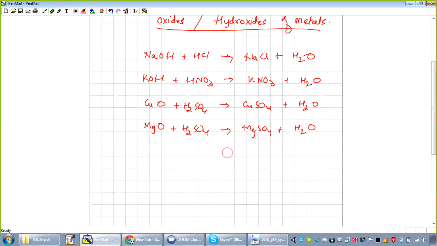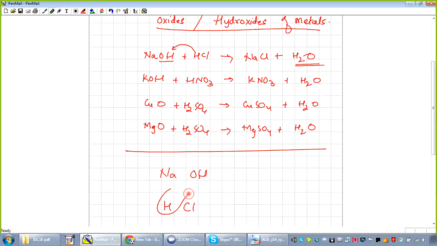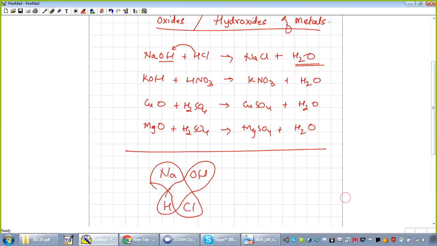Now here in each one of these cases, this is accepting a proton. Obviously, in this case, what does H with OH form? It produces H2O. If I write down the reaction like this, say NaOH, this part becomes H2O, and that part becomes NaCl.